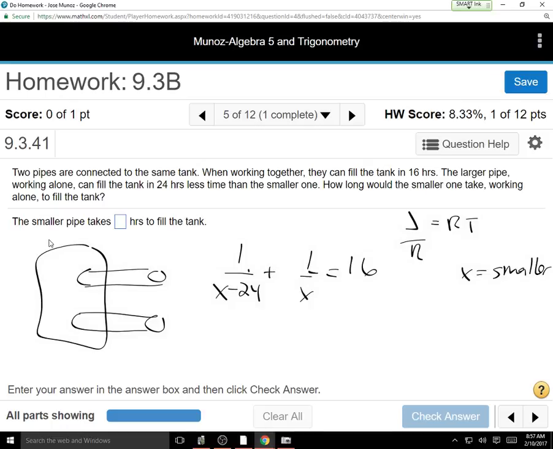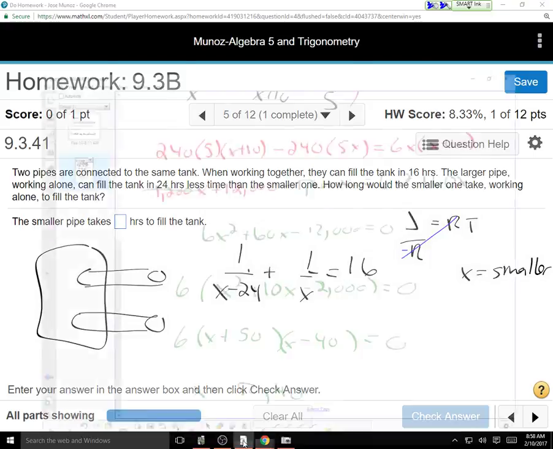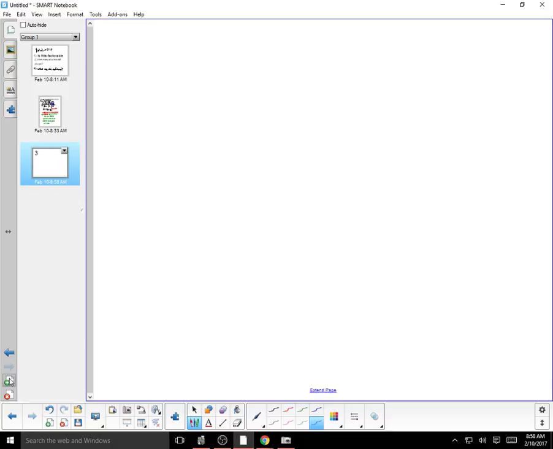Did I make my change right, though? It's time, right? Jobs over rate. Okay, so what did I have? 1 over x minus 10 plus 1 over x is equal to 16. That means it's getting multiplied by x times x minus 10.